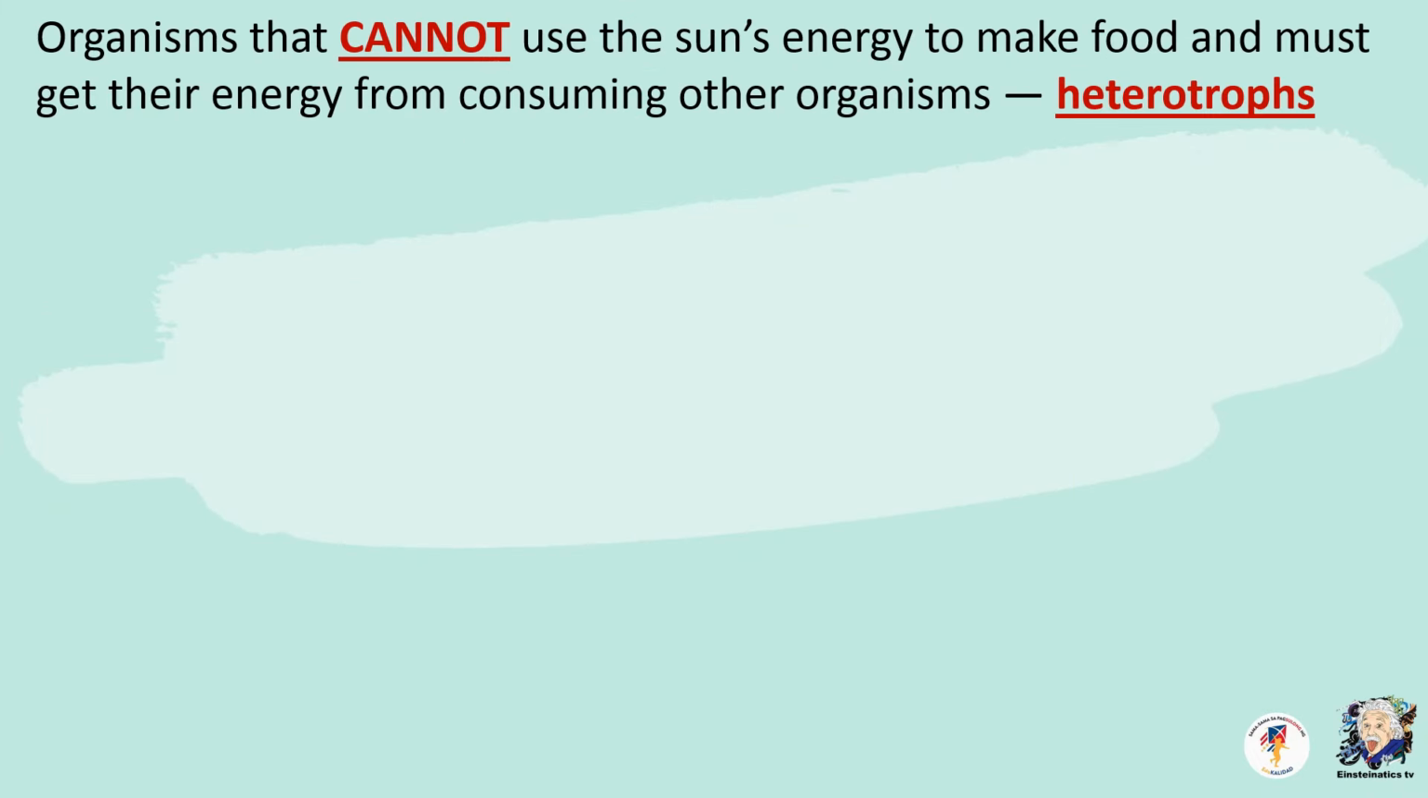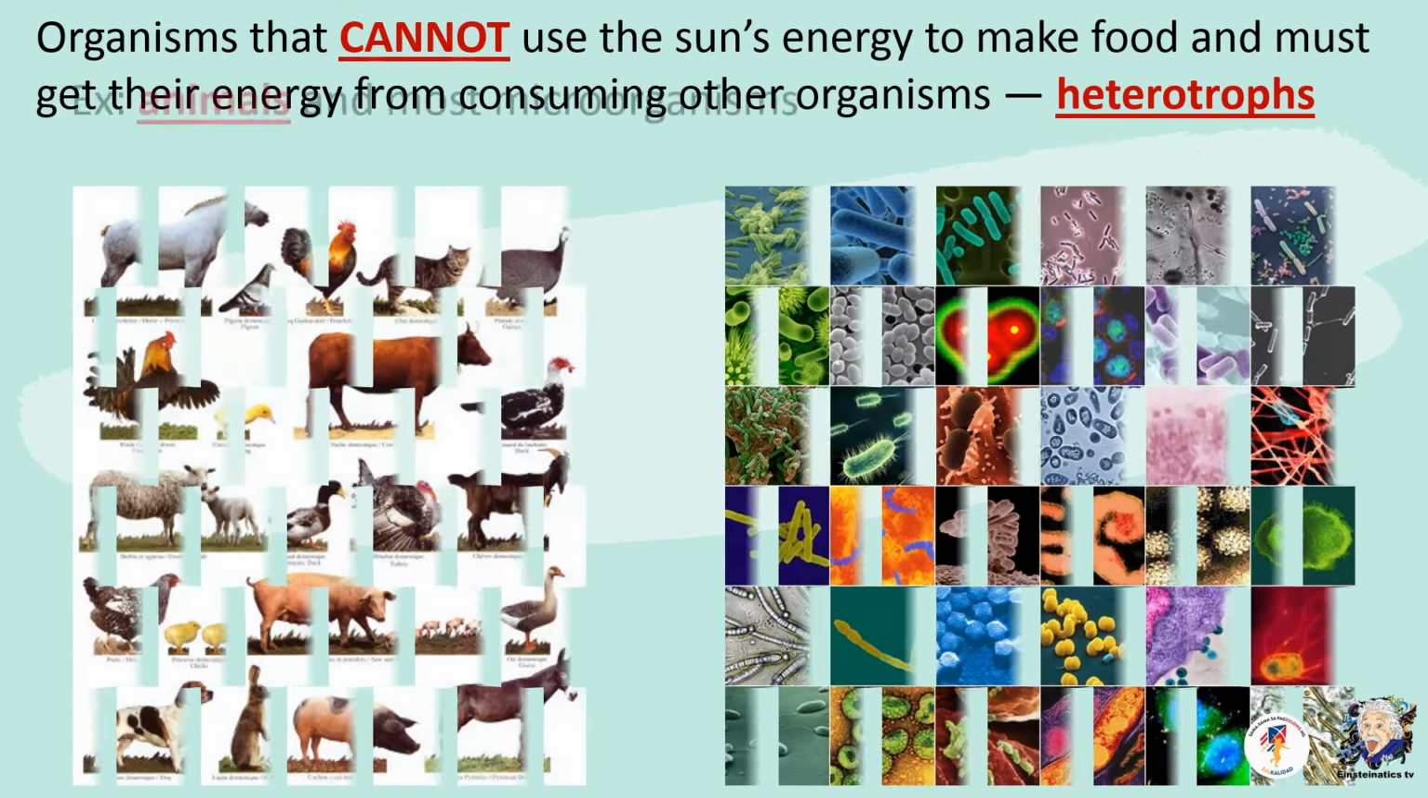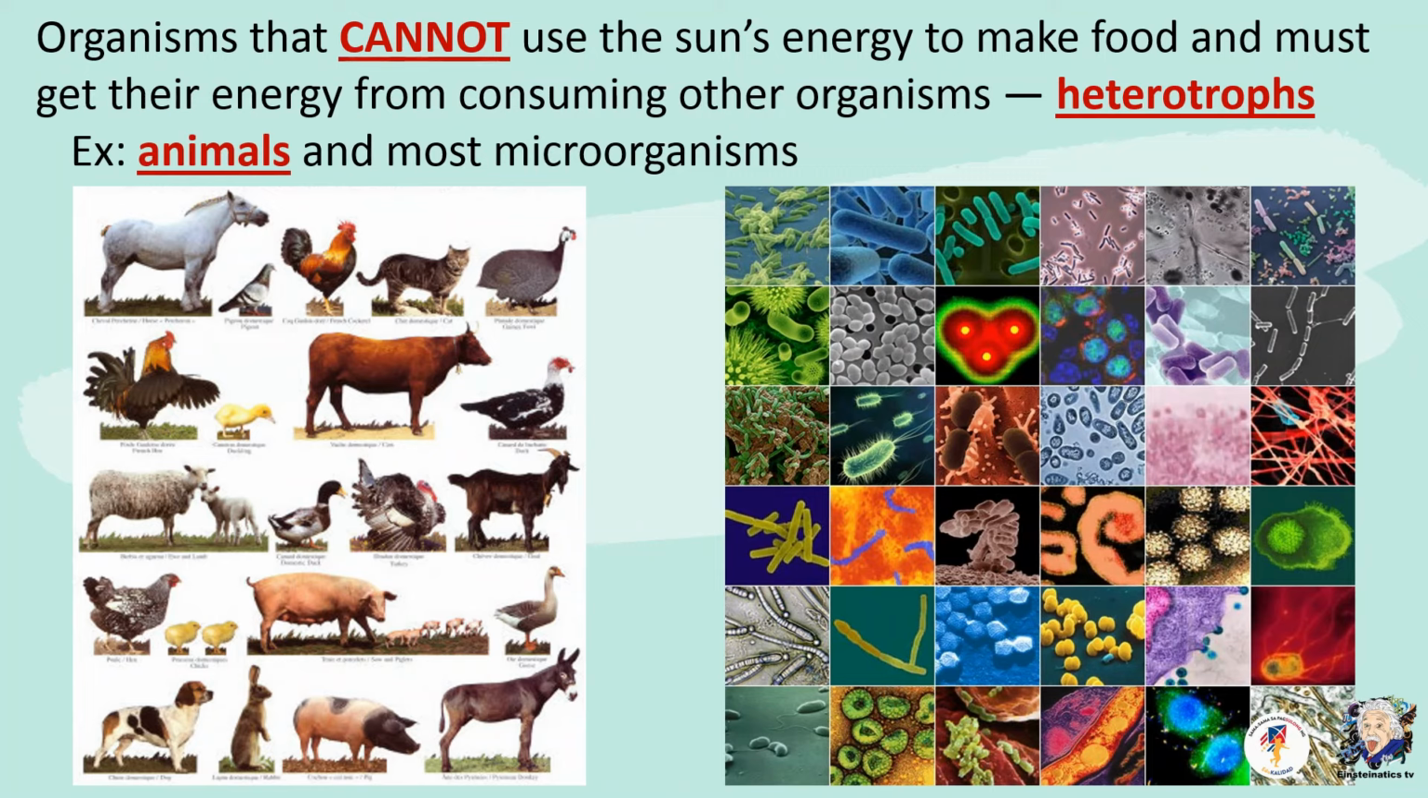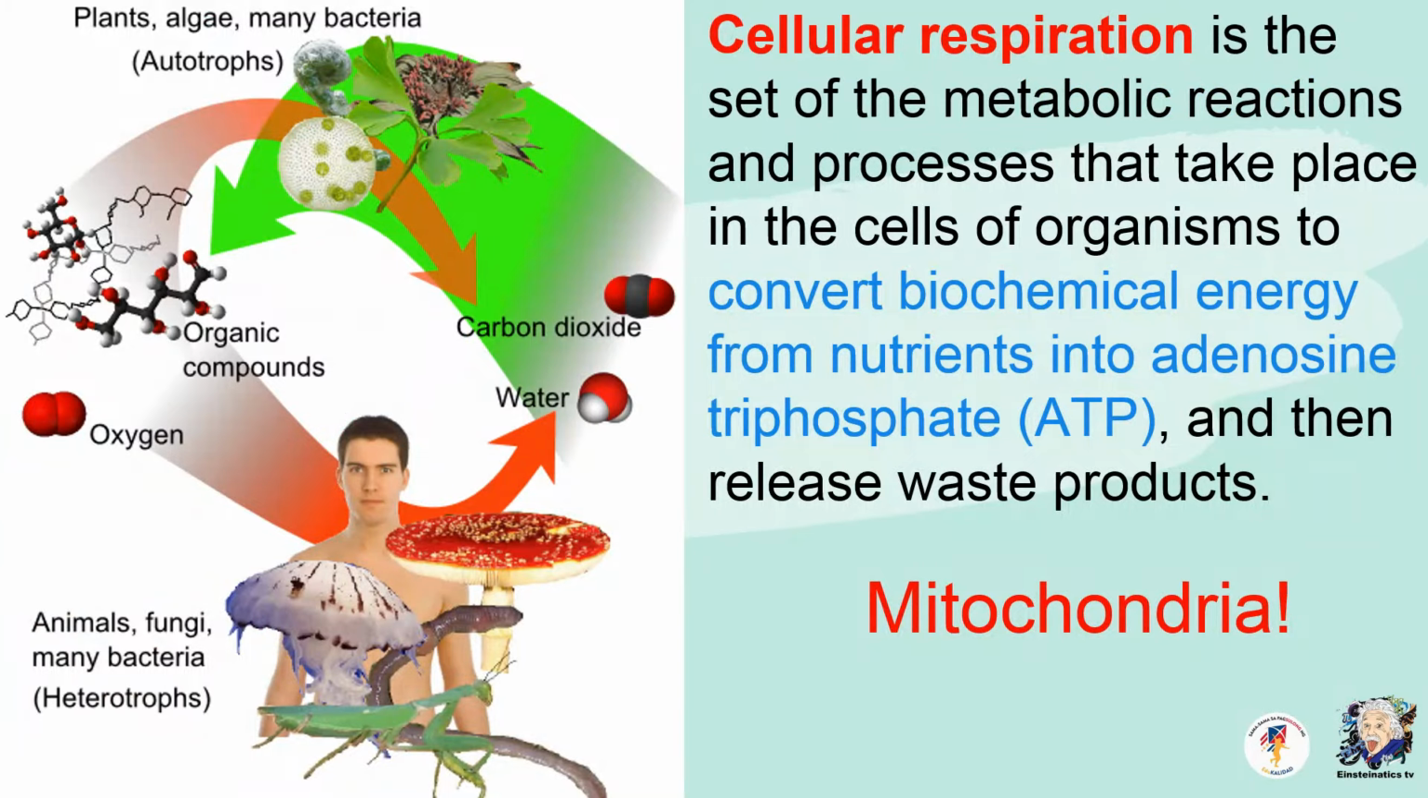On the other hand, organisms that cannot use the sun's energy to make food and must get their energy from consuming other organisms are known as heterotrophs. Examples of heterotrophs are most animals and most microorganisms. They need to consume other organisms in order to produce energy. If plants use photosynthesis to produce the energy necessary to survive, most animals, on the other hand, use the process of cellular respiration.